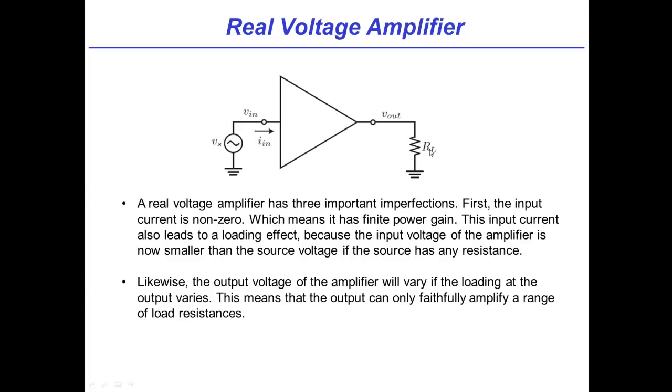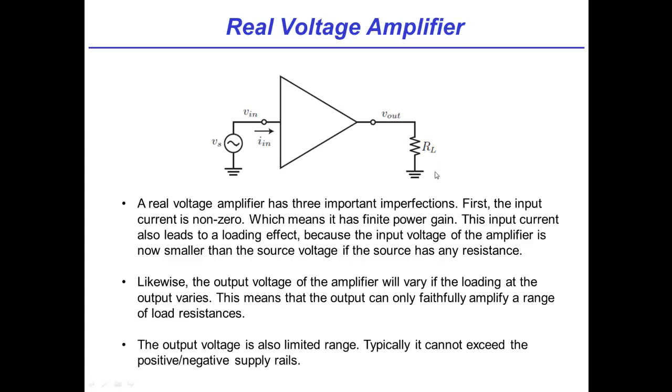Well, depending on RL, the current required to maintain 5 volts across this RL will determine the current. And so for different values of RL, I'm going to get higher or lower currents. And there may be a load for which the current is so high that this amplifier just can't supply the current required to multiply times RL to get the V out that we want. We'll come back to this in a minute. But basically, a real amplifier can only faithfully amplify for a range of output resistances or load resistances. It can't really drive anything it wants.